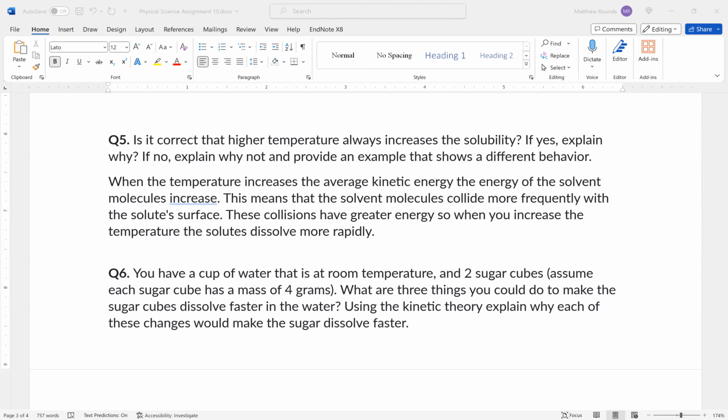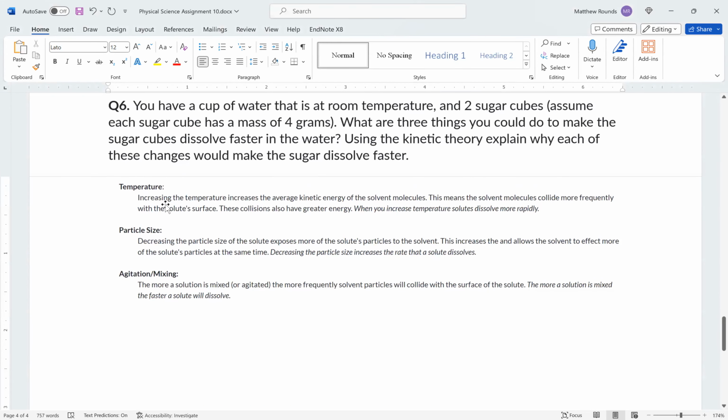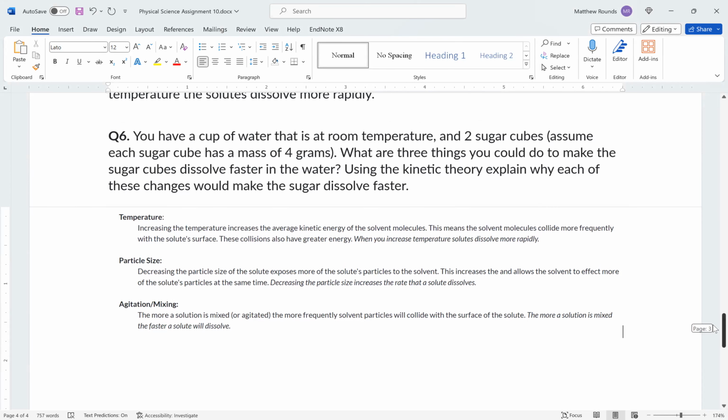So there's not a lot of mystery here. There are 3 things you can do that we just talked about in the notes, and here they are. You can increase the temperature, you can decrease the particle size, and you can stir it up. So go ahead and put together something that talks about each of those 3.